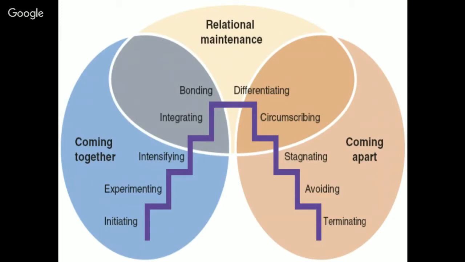So this is an official relationship. You could feel intensifying in a new relationship with another person and they aren't there yet. Or maybe they'll never be there. So when you're in initiating, experimenting, and intensifying, you may not really be on the same page at the same time. But when you take the next step into integrating, now we're into relational maintenance.